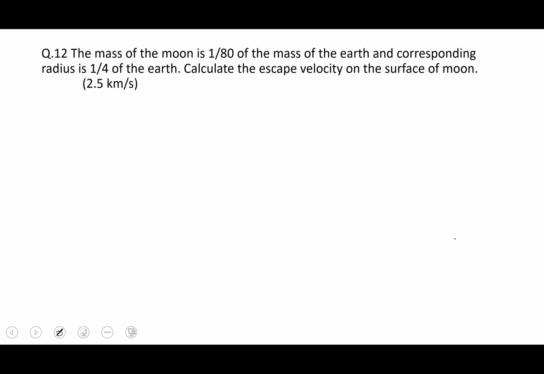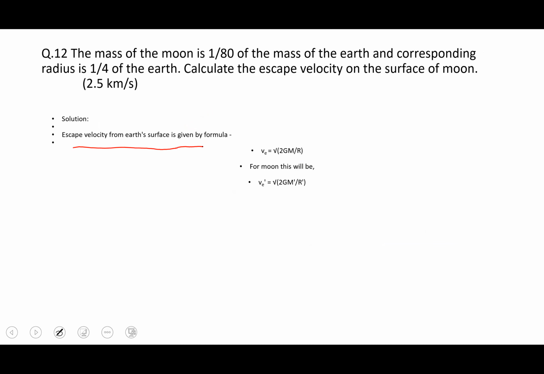Moving on to the last question of this chapter, it says the mass of the moon is 1/80th of the mass of the earth and the radius is 1/4 of the earth. Calculate the escape velocity on the surface of the moon. Now, in this case, we are given the solution. The escape velocity of the earth's surface is given by the formula v is equal to under root 2GM divided by R.